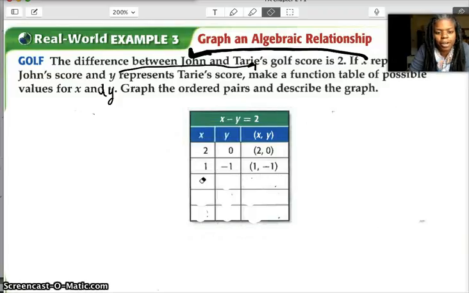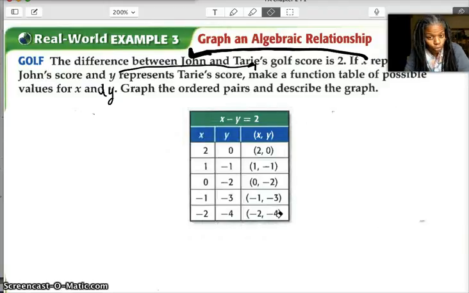And here's our ordered pair. If we continue on, John's score could be 0, Terry's score would have to be -2, and we get the resultant ordered pair. Here, -1, -3 is our ordered pair. And finally, -2, -4 is our ordered pair.